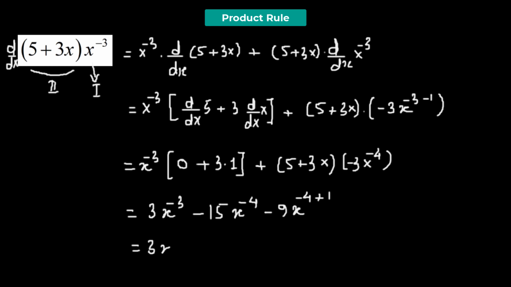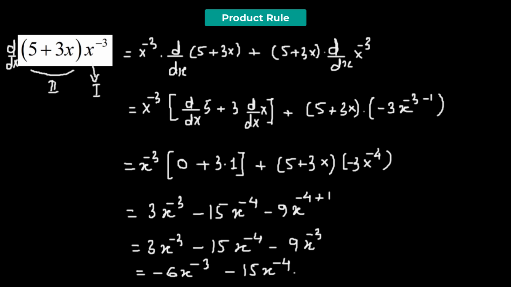So that gives us 3x raised to the power of negative 3 minus 5x raised to the power of negative 4 minus 9x raised to the power of negative 3. So we can combine the first term and the third term. So that is going to give us negative 6, which is 3 minus 9, negative 6x raised to the power of negative 3 minus 15x raised to the power of negative 4. So this is the derivative.